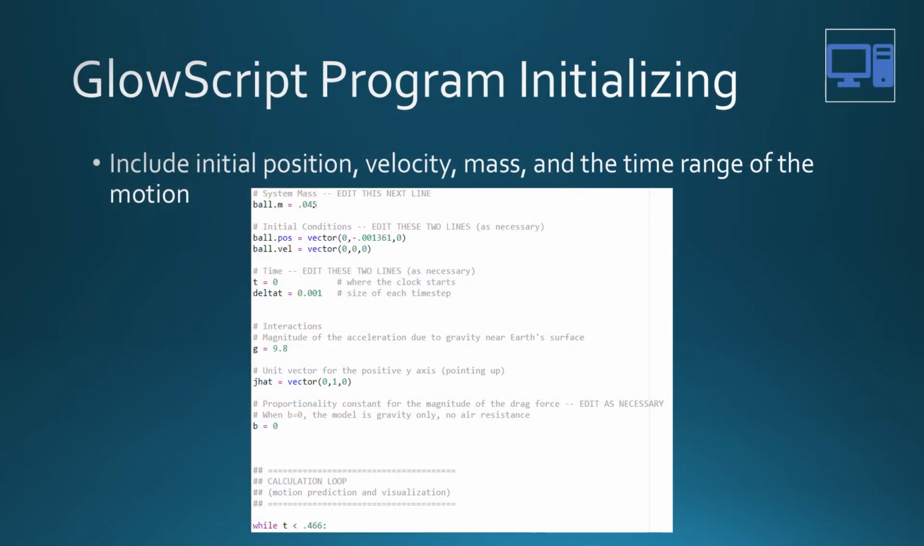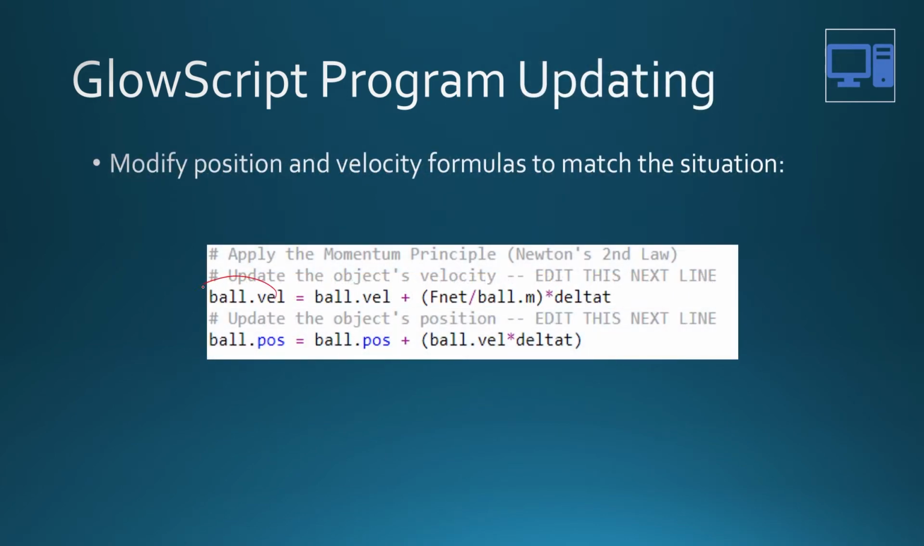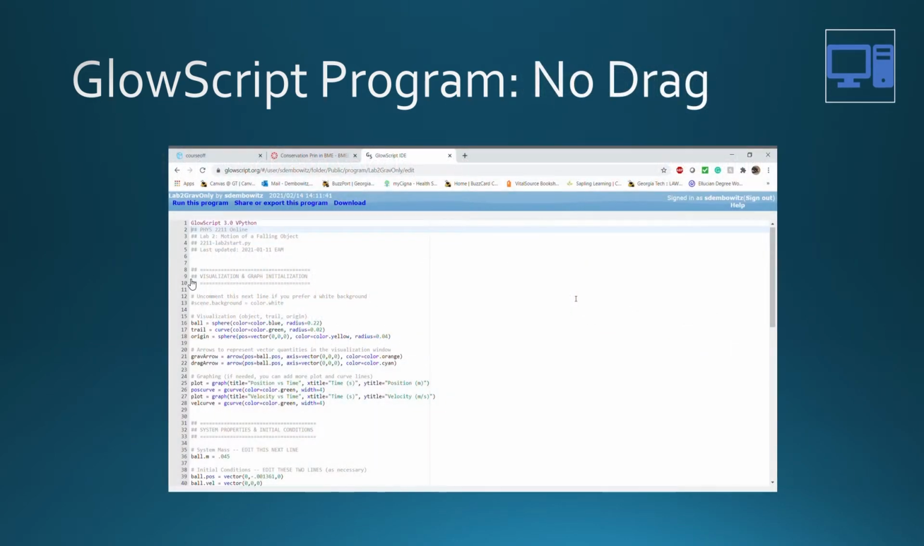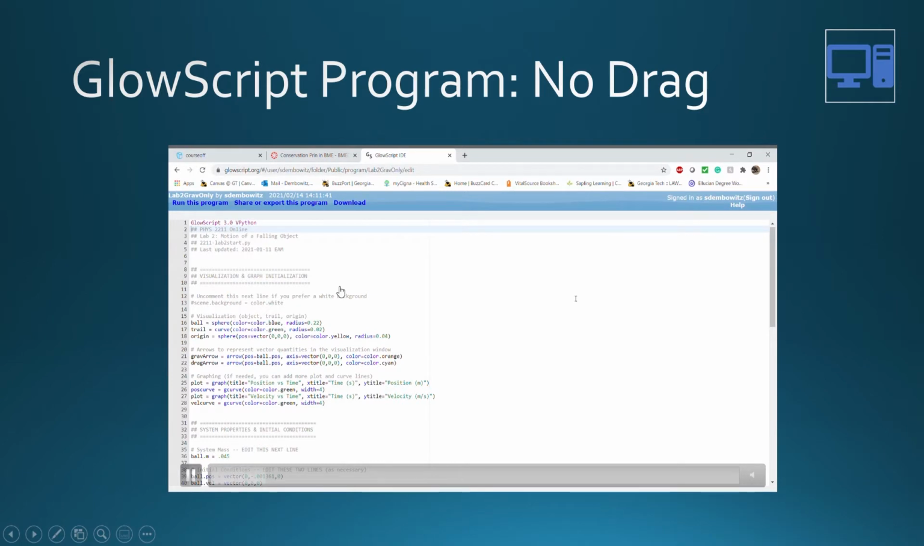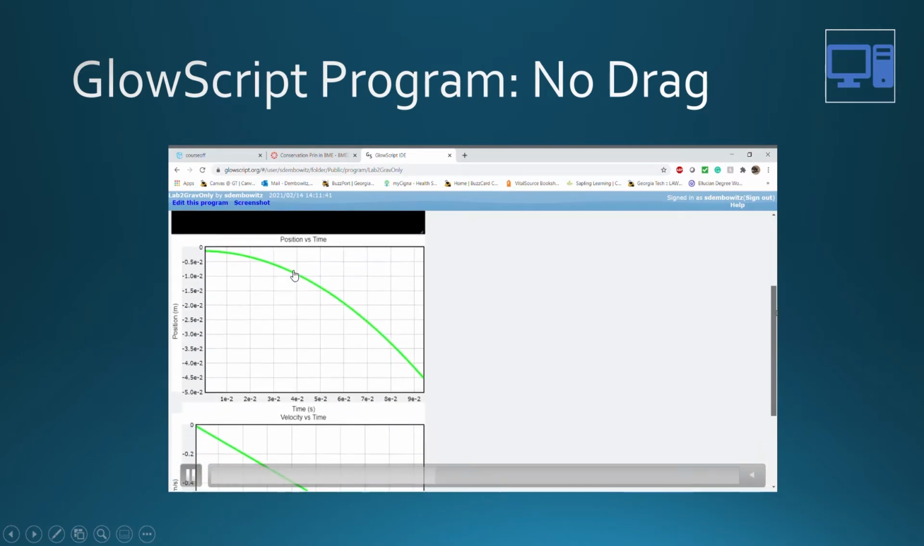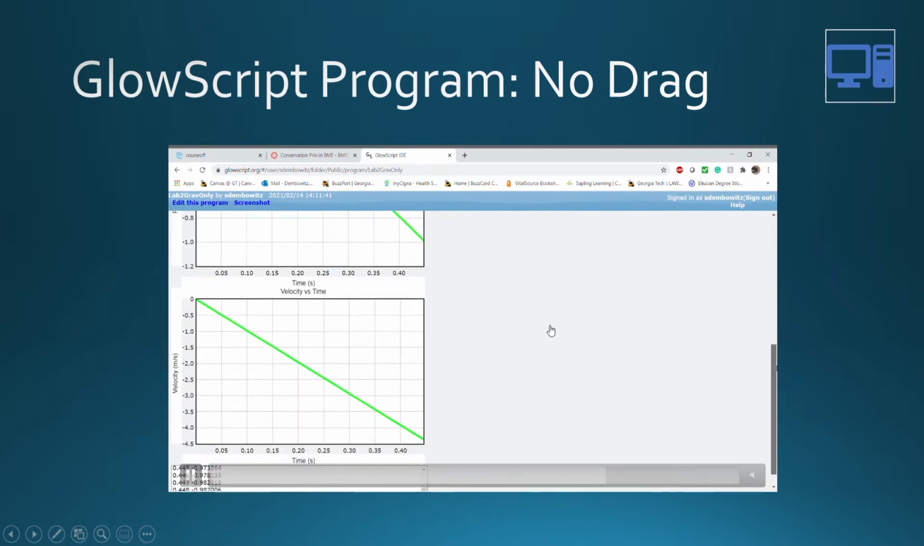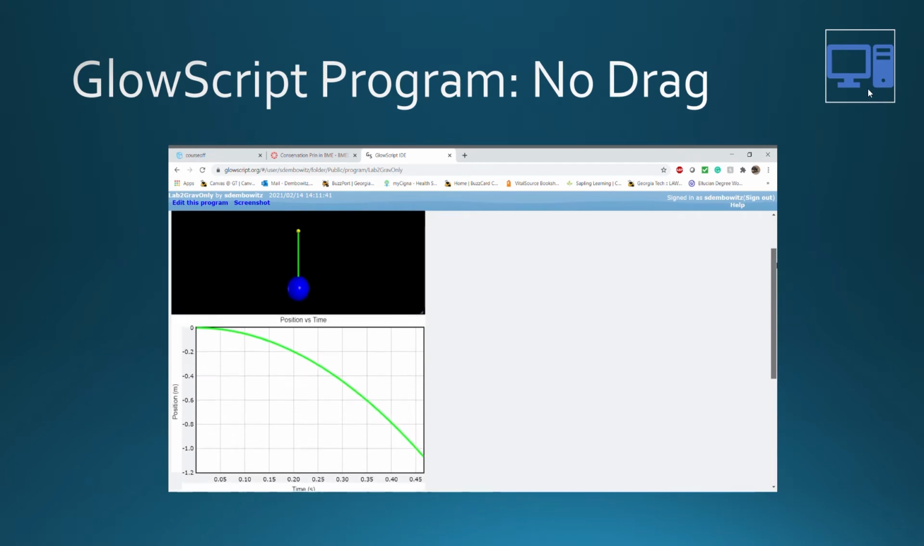Using the information from Tracker, I was able to initialize two separate GlowScript programs, the first of which only has gravity acting on the ball, with a mass, position, and time range gotten from Tracker. I used the net force calculation as the force of gravity and the traditional velocity and position update formulas, and here is the GlowScript program with only gravity. You will see the ball moving downward with a constant acceleration, due to that curved position graph and the velocity being a constant downward slope since nothing is hindering it.